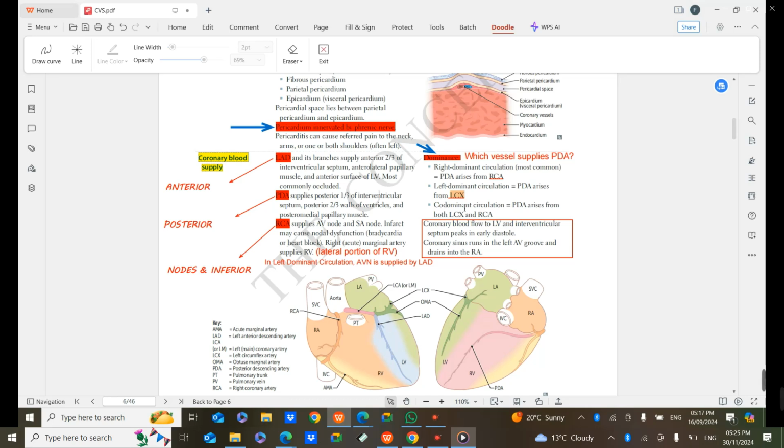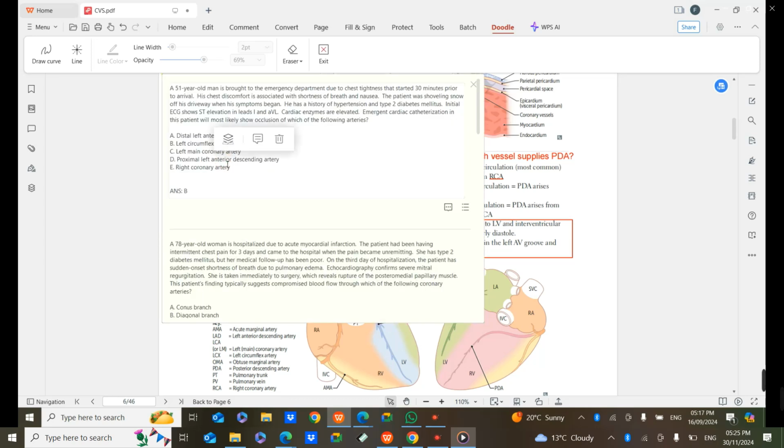So when we look at the ECG given in the exam, you just want to check which part of the ECG is affected. So look at this question. A 51-year-old man is brought to the emergency department due to chest tightness that started 30 minutes prior to arrival. His chest discomfort is associated with shortness of breath and nausea. The patient was shoveling snow off his driveway when his symptoms began. He has a history of hypertension and type 2 DM. Initial ECG shows ST elevation in lead 1 and AVL. These are lateral leads. That's where they are seeing the ST elevation. And they see cardiac enzymes are elevated.